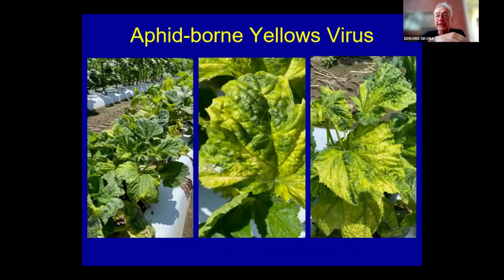This is aphid-borne yellows viruses. This is on a squash, I believe, in Brewton, Alabama, a few years ago. But a dramatic picture here with that mosaic or a mottling pattern on the foliage. And you can see off to the left, you can see the newer leaves are more damaged or more symptomatic than the older leaves on that plant.